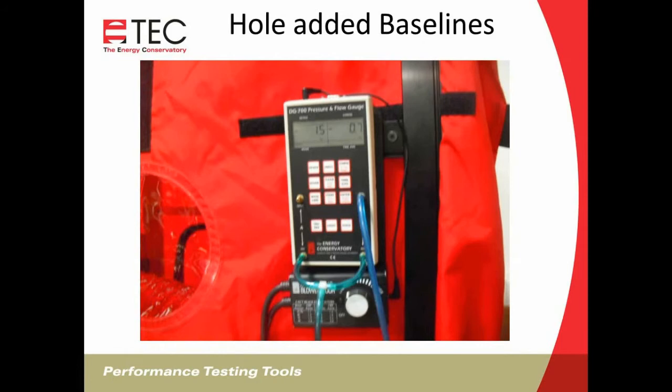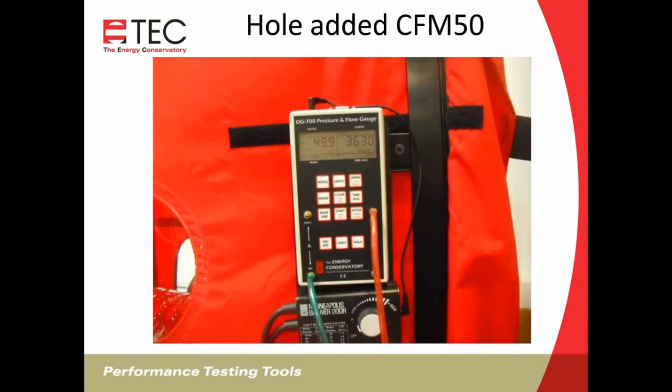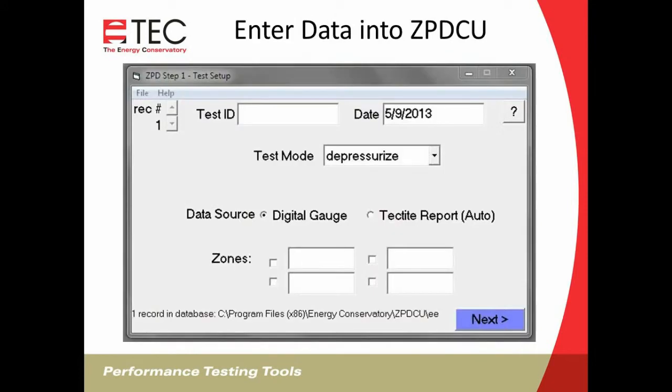Then we'll remove our attic hatch and record our baseline numbers again. Then we'll bring the house to 50 and record our new pressures with the attic hatch open. And then we'll record our hole added CFM 50. So we'll switch our hoses around again and record our hole added CFM 50. And then we'll enter that data into the zone pressure diagnostic calculation utility.